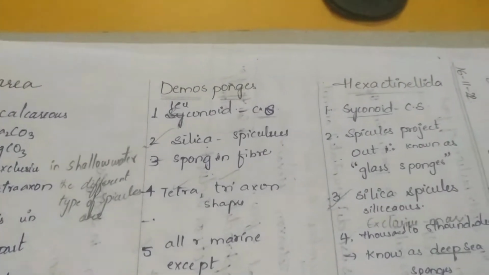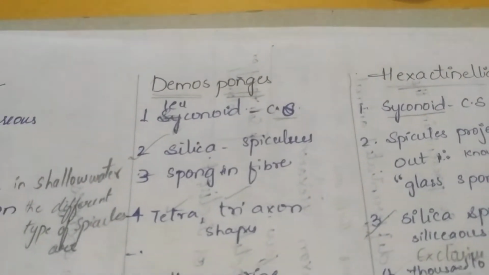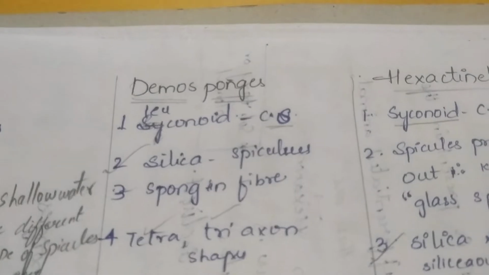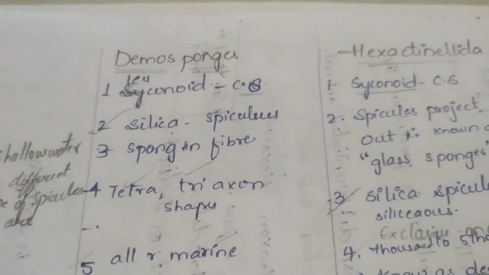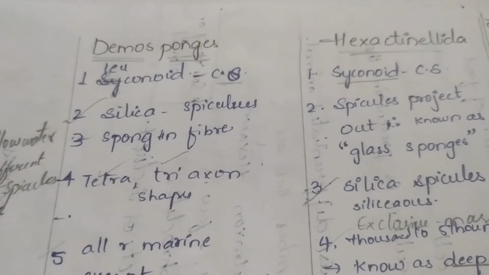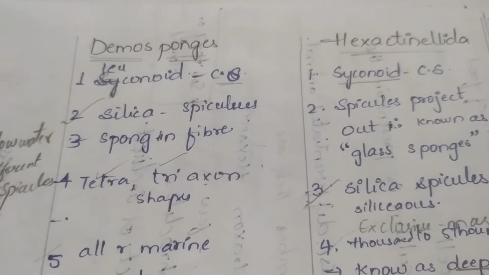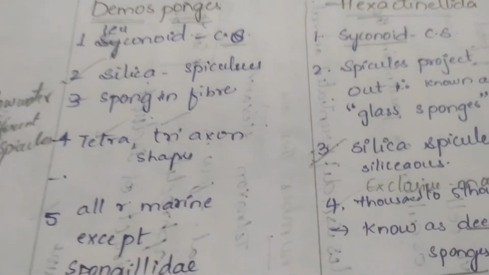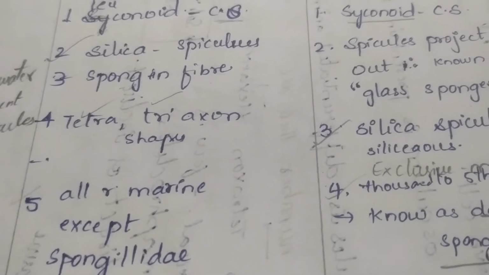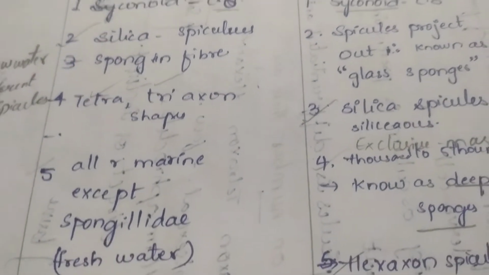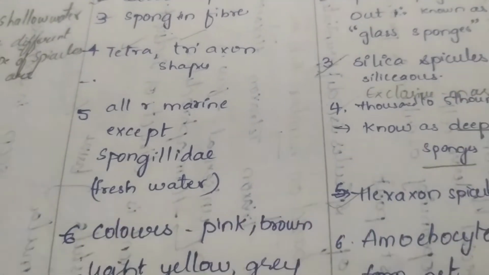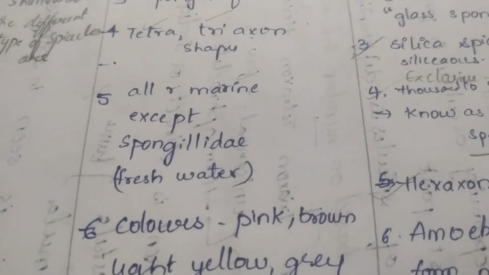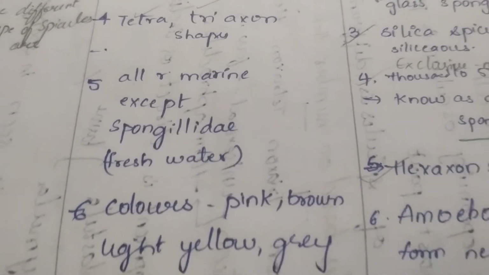Now let's move to the Demospongiae. It has a leuconoid type of canal system, and it has silica spicules and spongin fibers, meaning horny spicules. Silica spicules means siliceous spicules. The shape of the spicule is tetra, meaning 4, and triaxon. All are marine except the Spongilidae family, which lives in freshwater.